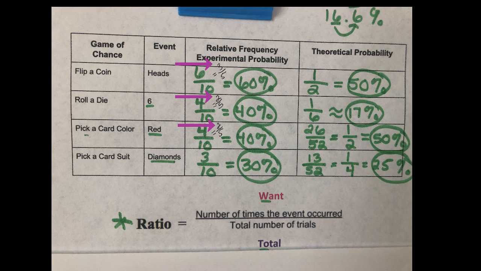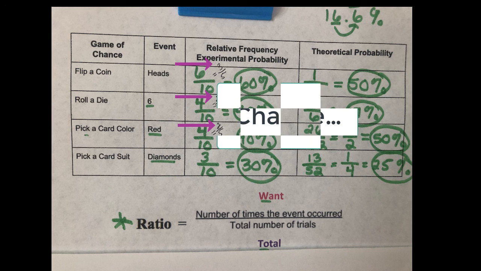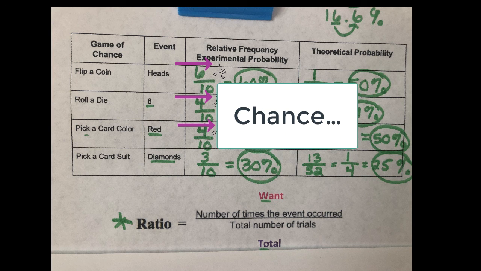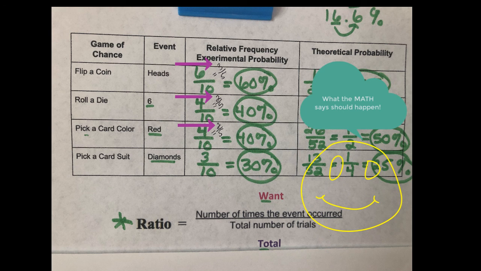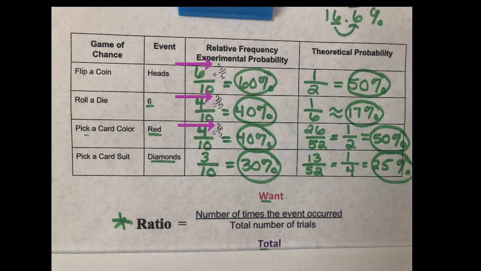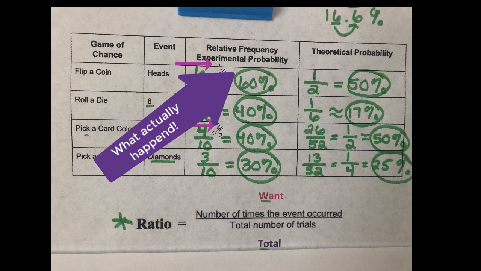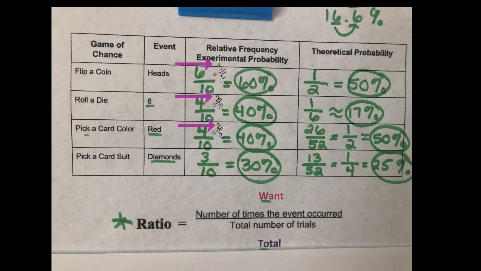Now, are these probabilities alike? Meaning, relative frequency, experimental probability, are they similar to theoretical probability? Yeah. All these probabilities talk about the chance of something happening. Are they different from each other at the same time? Yes. Theoretical probability is what the math says should happen. Experimental probability and relative frequency is what actually happens. Yes, the math says I should get heads 50% of the time, but look at what we got. We got it 60% of the time because it's what actually happened. So these probabilities are similar and they're different.